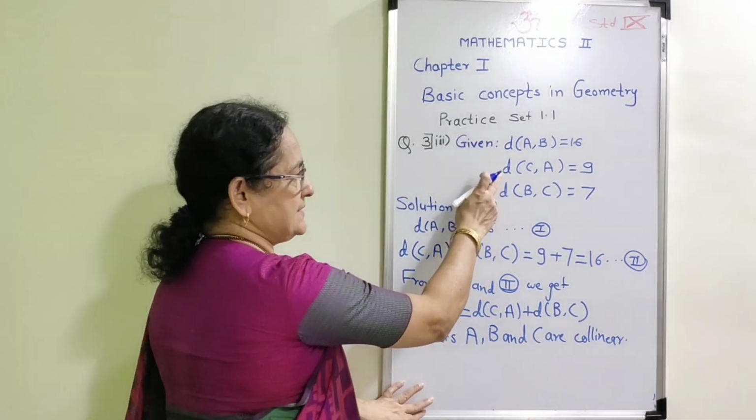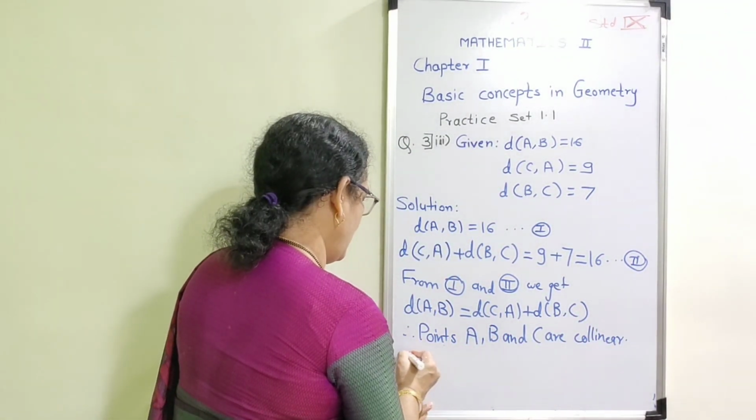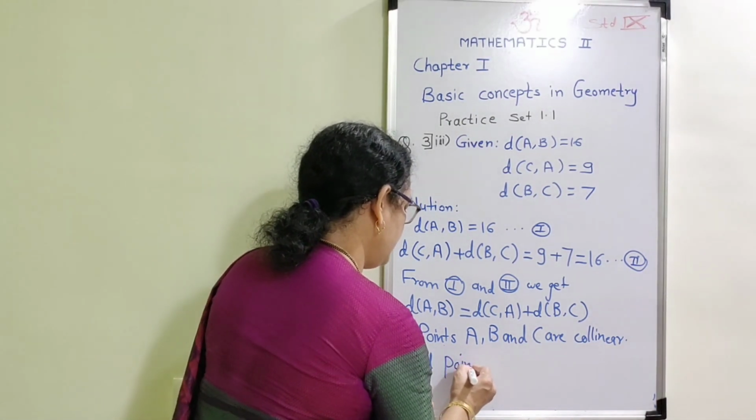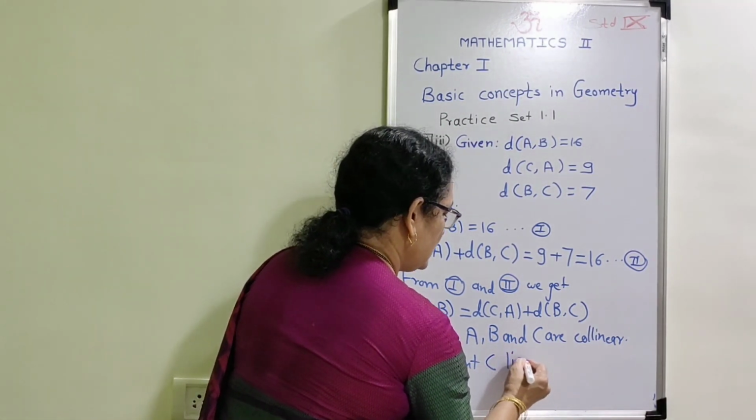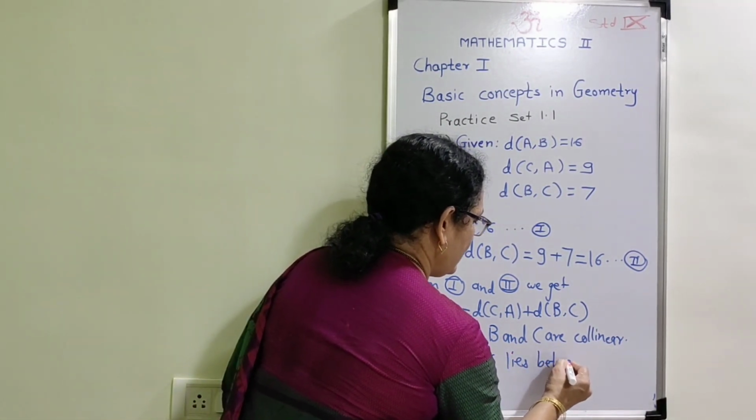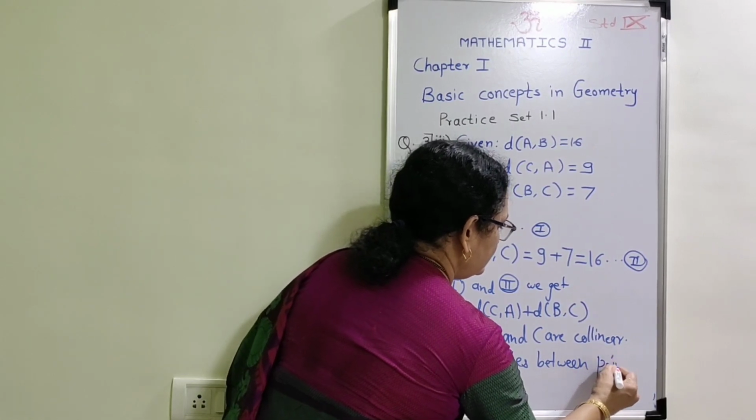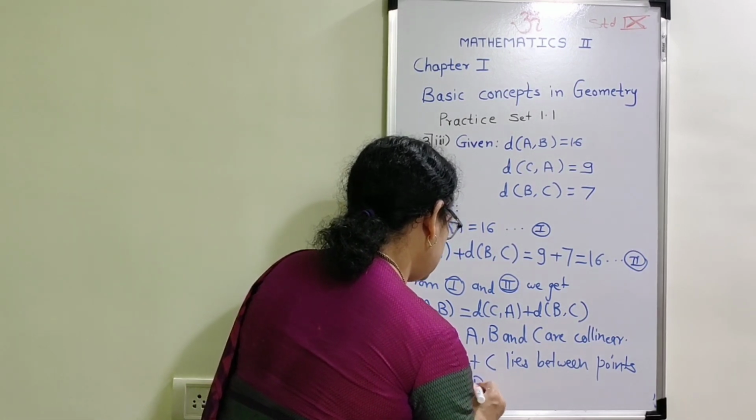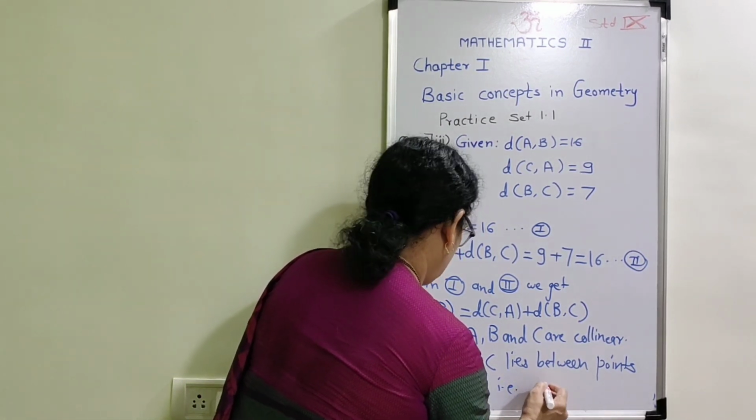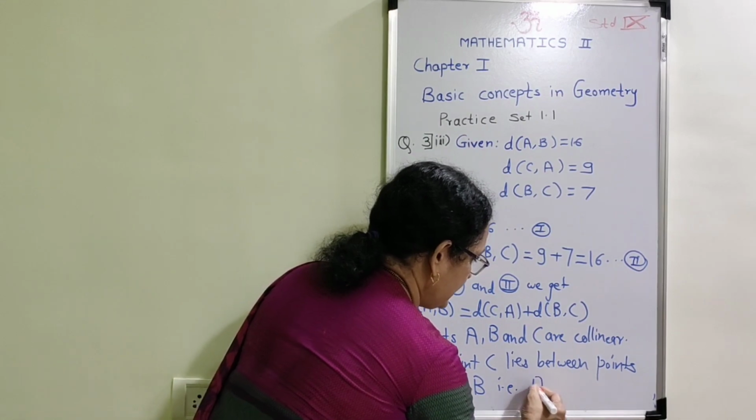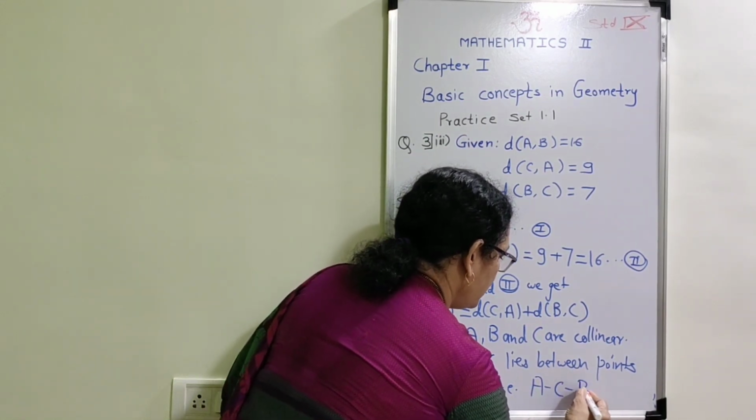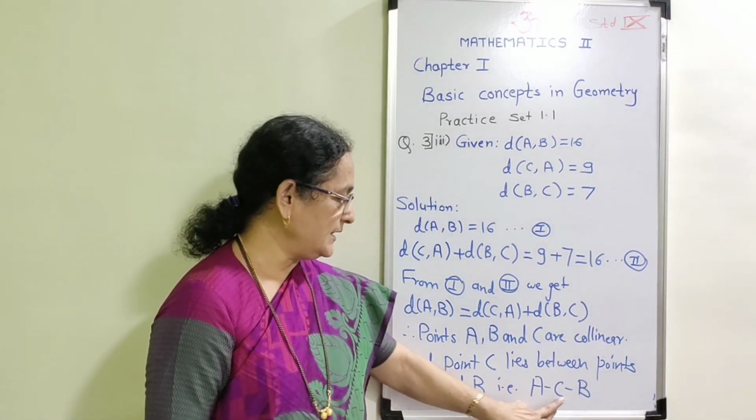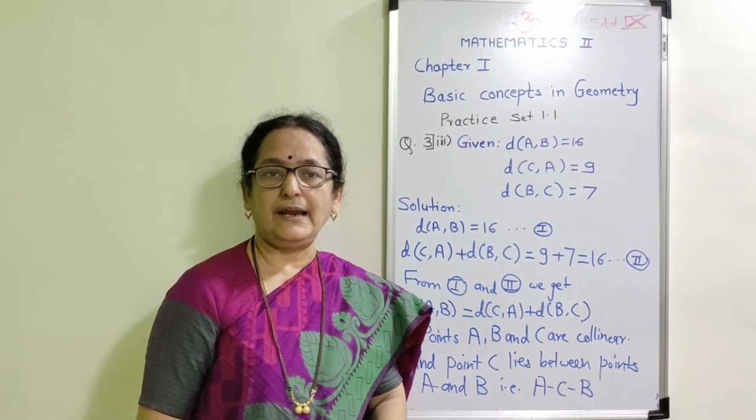And since AB is the greater distance, point C lies between points A and B. That is how we are going to write A dash C dash B. That means the meaning of this is C lies in between A and B.